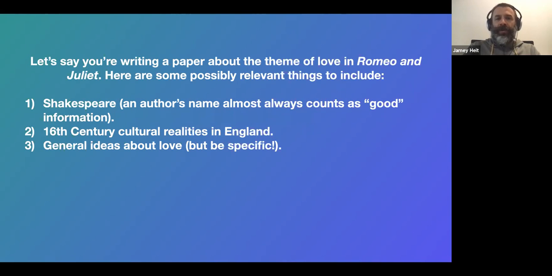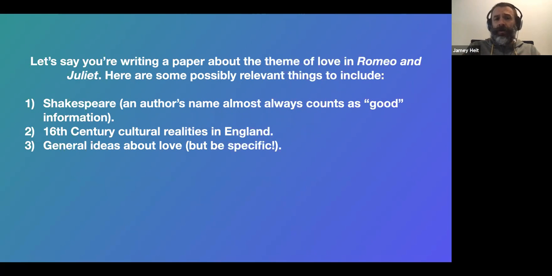Let's say that you're writing a paper about the theme of love in Romeo and Juliet. So here are some possible relevant pieces of background information that you could provide. You could certainly mention Shakespeare. He's the author of the play. That's always fair game. If you want to provide an author's name in your introduction, great. That's a good way to let your reader know what you're going to talk about.